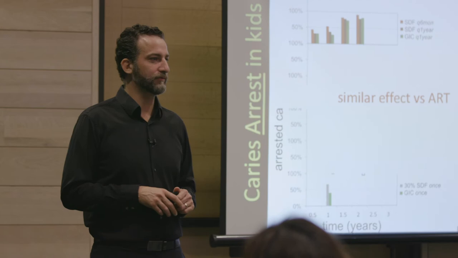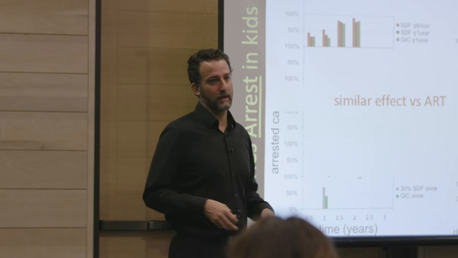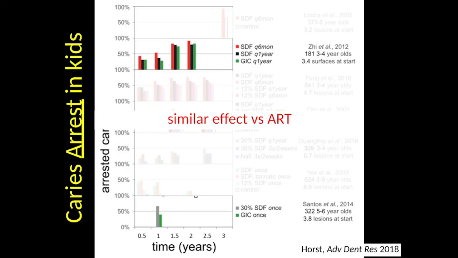And there's one new study that I haven't put in that just came out this month. Same thing, it's about the same. Silver fluoride was a little bit better, but not statistically significantly different. Silver fluoride, just dry and apply, versus scooping out and putting glass ionomer in.